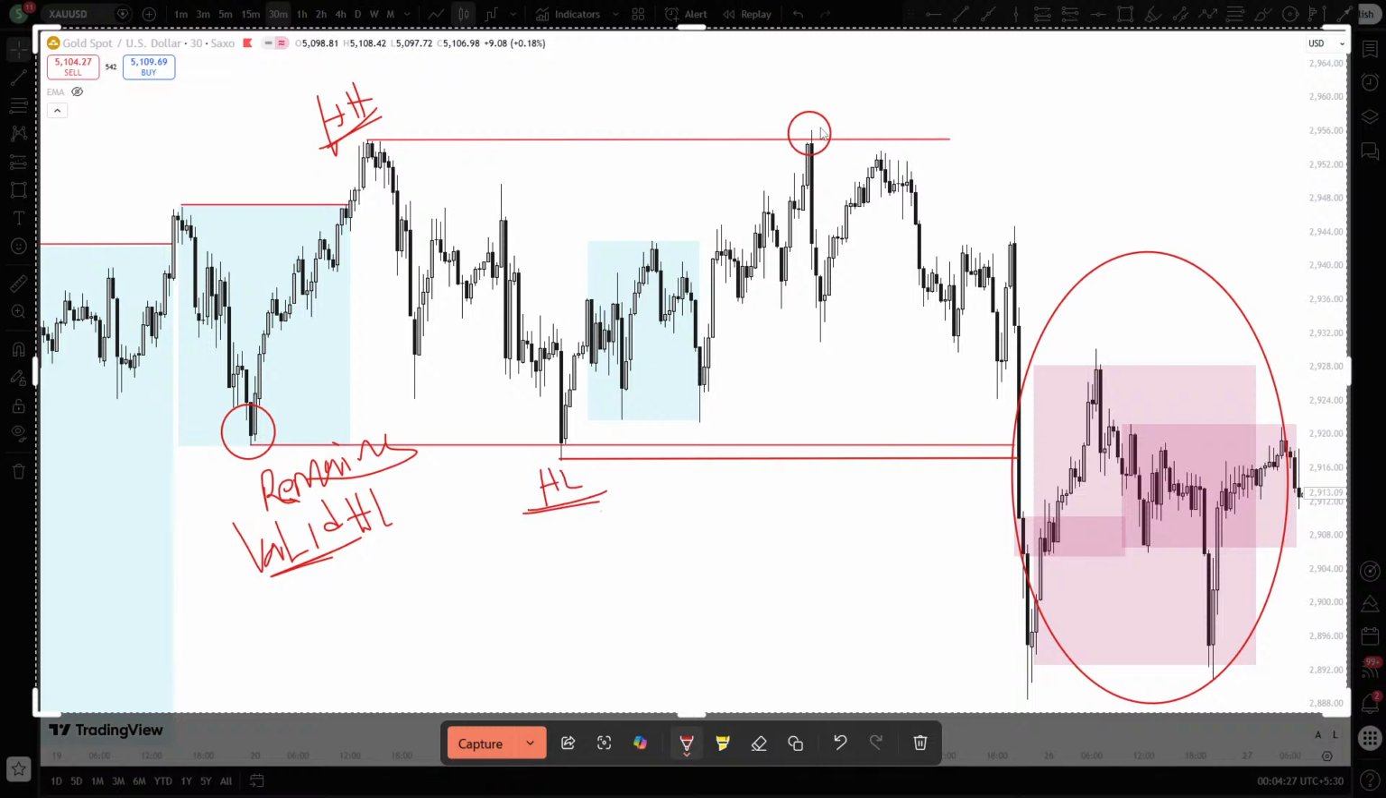Why? Because we need a candlestick to close above this. Okay, above this. It has to close above. If it does not close above, then there is no breakout. Even here, if you look at it, this candlestick here did not close below the higher low. So we cannot even consider it as a breakout. It will only be considered as a liquidity. Why? Because the candlestick did not close below.